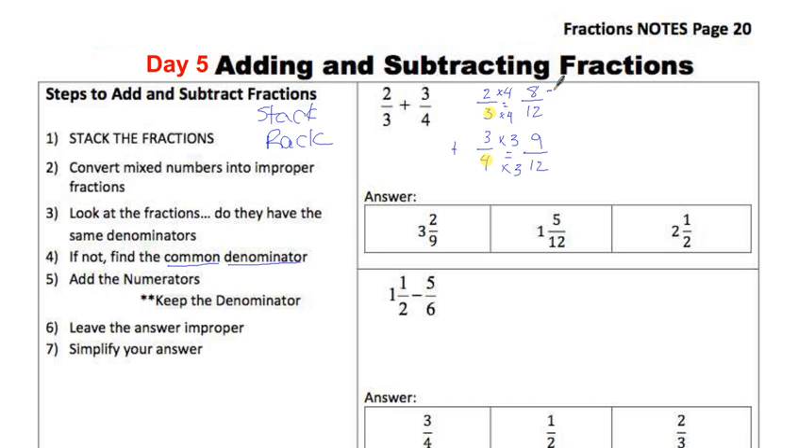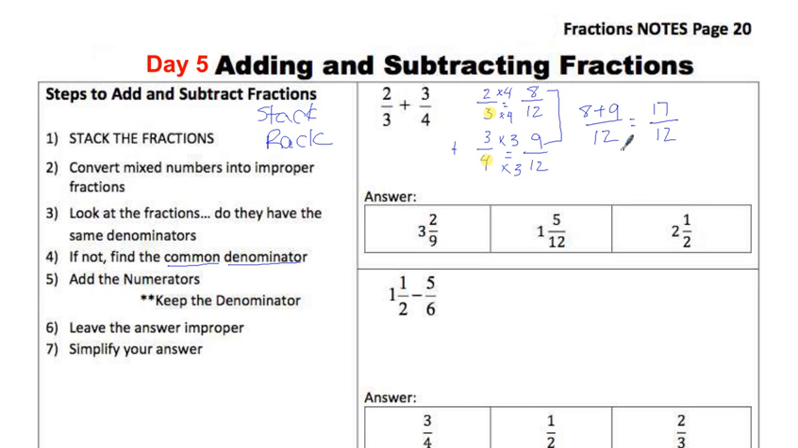So this is what I want you to do. I want you to draw a little bracket between the numerators. And we're going to write 8 plus 9 over 12, so we don't forget. 8 plus 9 is 17 over, keep the denominator the same, which is 12.